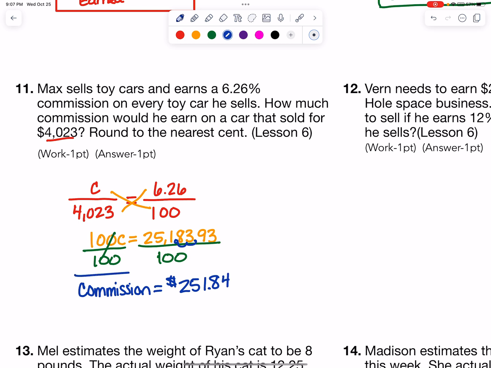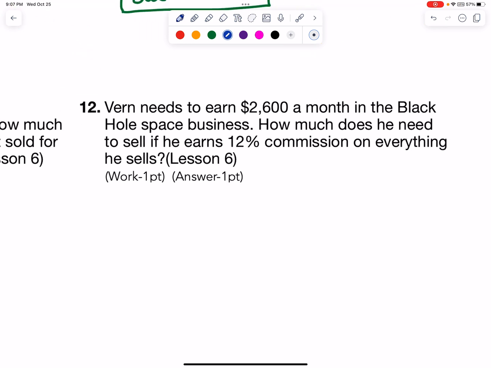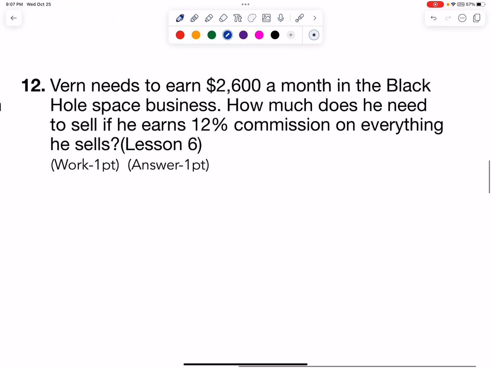$521.84 because of the rounding. So there we go. Okay, pretty good deal. All right, Vern needs to earn $2,600 a month in his black hole space business. That would be a good business for you. How much does he need to sell if he earns 12% commission on everything he sells?